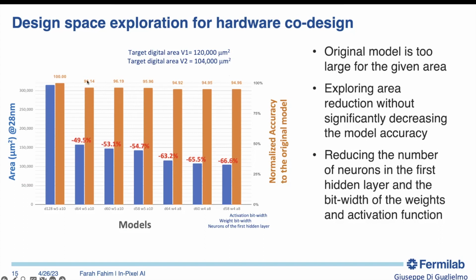The orange bars show the performance of the network on the same graphs that I was presenting earlier versus the total area. We started off with 128 neurons, 5-bit weights, 10-bit activation, and we finally ended up with 58 neurons, 4-bit weights and 8-bit activation function, with a significant reduction in area coming close to the 0.1 millimeter square area that we are looking for. So this was the design space exploration to make sure that the algorithm actually fits in the area that's available inside the pixel.